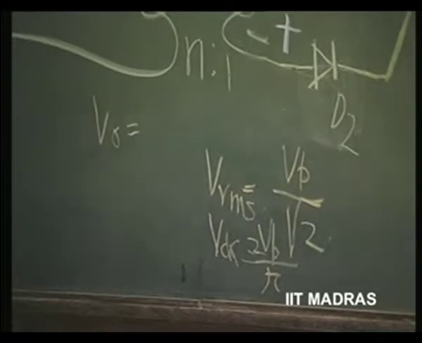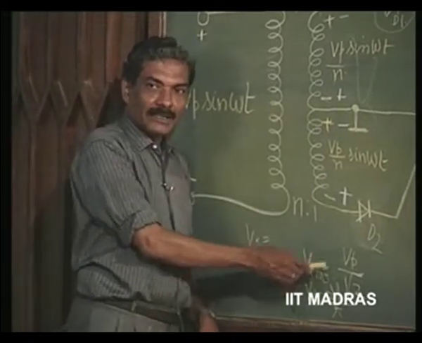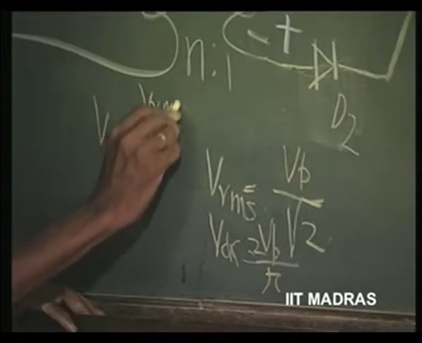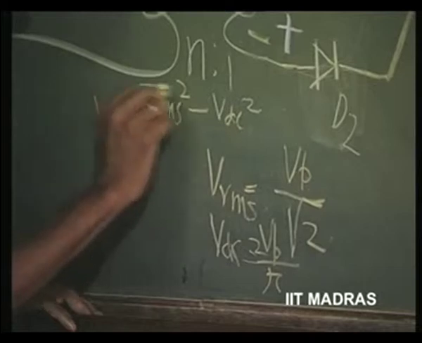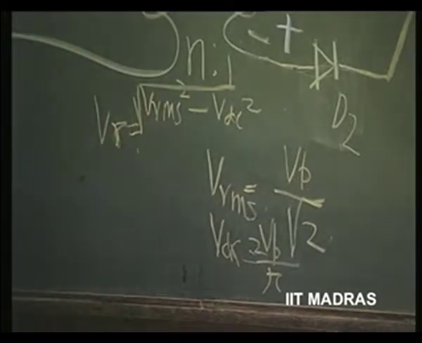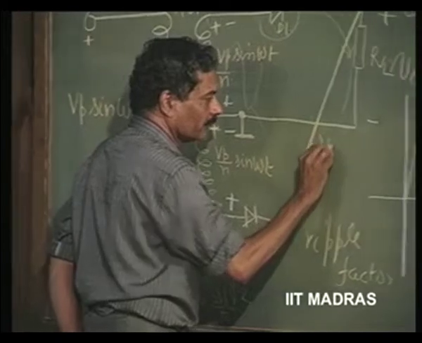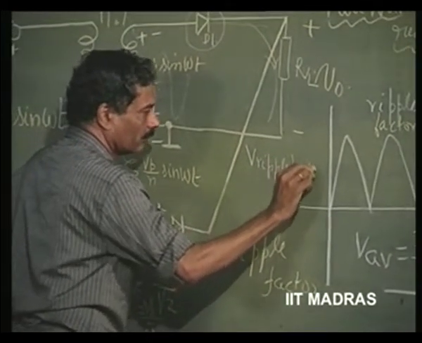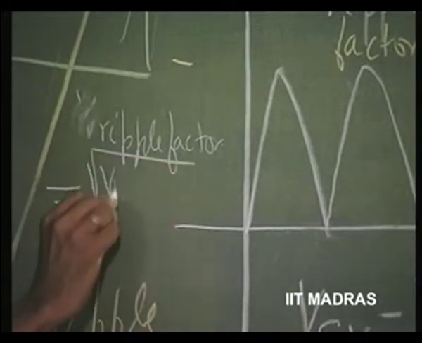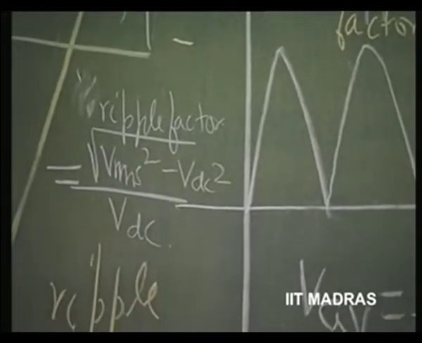So, what is the ripple RMS value? By definition, the RMS value of the ripple is nothing but the square root of Vrms squared minus Vdc squared. So, Vrms squared minus Vdc squared under the root is the RMS value of the ripple. The ripple factor therefore is going to be equal to the square root of Vrms squared minus Vdc squared, divided by Vdc. This can be obtained from this expression here.